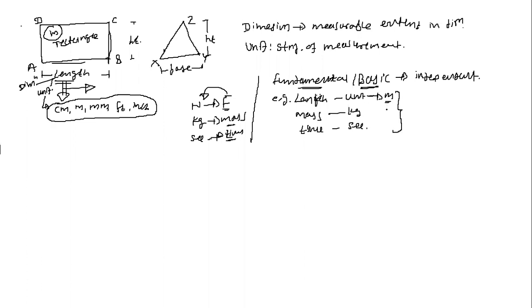ह्या तिघांच्या कॉम्बिनेशनने आपण इतर क्वांटिटीज डिराइव्ह करतो. So those quantities which are dependent on the units or the dimensions of the length, mass, and time, those are called as derived or secondary quantities. Derived quantities or the secondary quantities. For example, force, velocity, acceleration, etc.